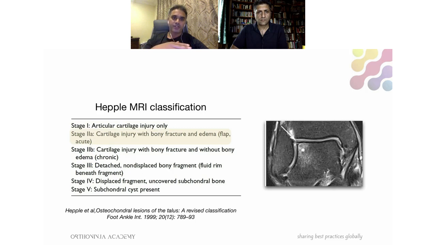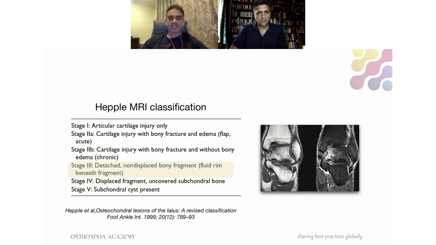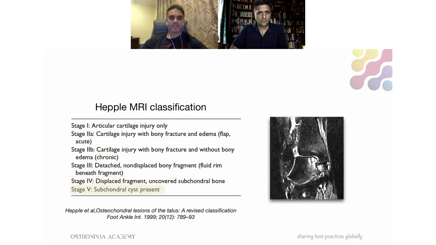Stage 2 is a flap fracture. So basically you've got a cartilaginous lesion and it's gone through into the subchondral bone and created a bit of a flap, as you can see there. And there's a bit of bone marrow edema in 2As because that's an acute injury. In 2Bs, you've got chronic non-edematous bony patterns. 3s, you've got a completely detached lesion with a rim of fluid under the lesion, but the lesion itself hasn't displaced. And as you can see in this stage 4, this lesion is completely flipped 180 degrees, so the cartilaginous surface is facing the subchondral saucer. And the 5s are the big cystic subchondral lesions.